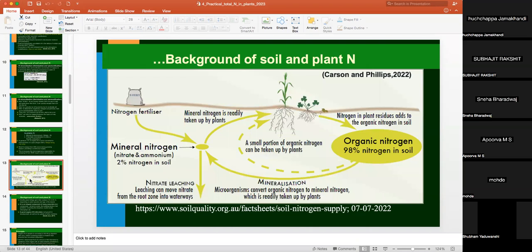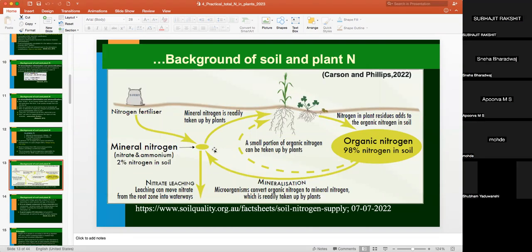Now you see this picture by Carson and Phillips. It is very simple to understand. Just come to the nitrogen fertilizer. You have added some fertilizer, and you know nitrogen fertilizer mostly means urea, or you can say ammonium sulfate or some other fertilizer, and it will become part of the nitrogen pool, part of the nitrate and ammonium pool, which is mineral nitrogen. So initially it will become part of the mineral nitrogen.